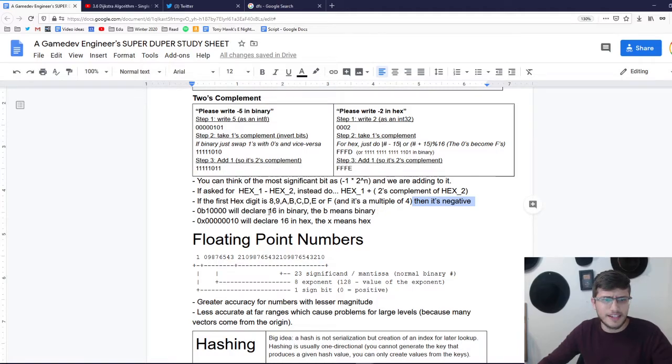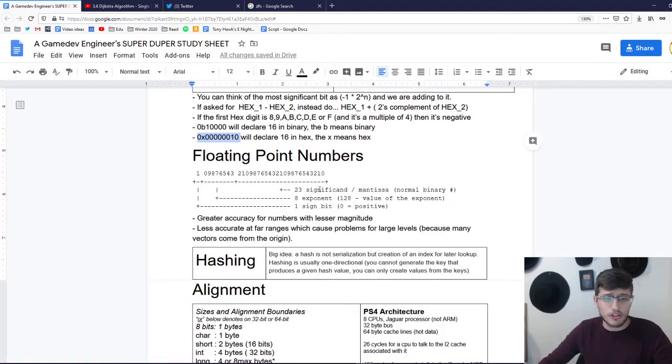And the other thing is, with a binary number, if you're in Visual Studio and you see a number that's written 0B and then a whole bunch of digits, that means it's binary. It's written in the binary expression. Similarly, if you see a number that's written 0x something, then that's the hexadecimal expression. Wonderful. So now let's talk about floating point numbers.